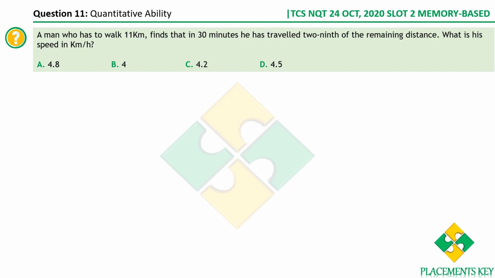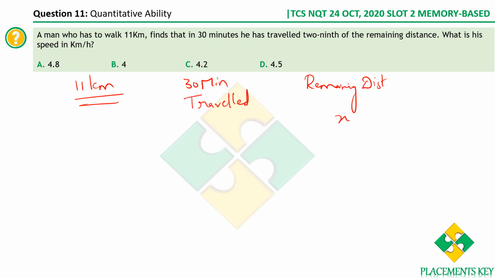Let's move to the next one. A man who has to walk 11 kilometers. The man in all has to walk 11 kilometers. Now he finds that in 30 minutes, he has traveled 2/9 of the remaining distance. Let's assume that the remaining distance is x kilometers. How much did he already travel? He told that it is 2/9 of the remaining distance.